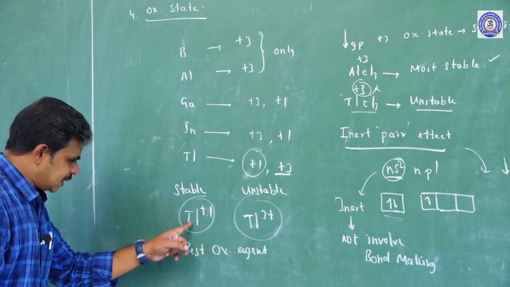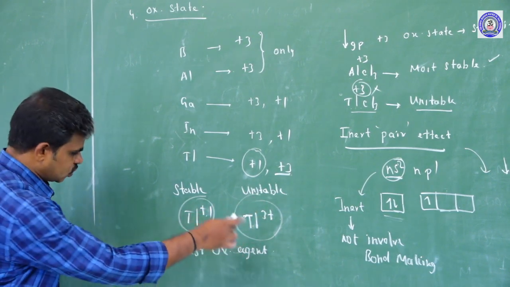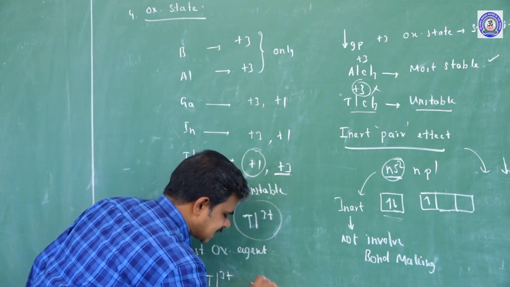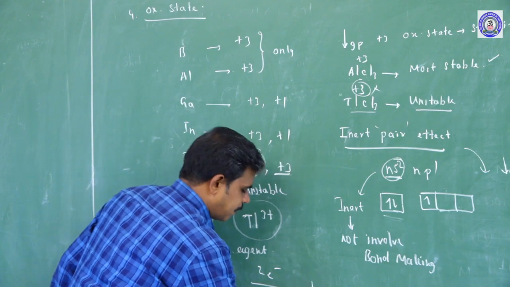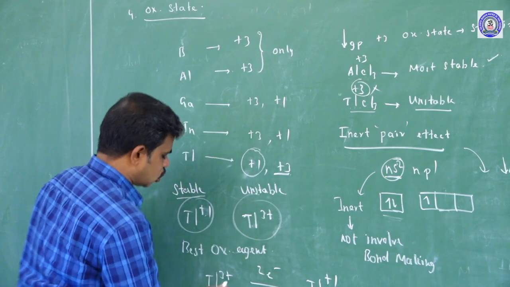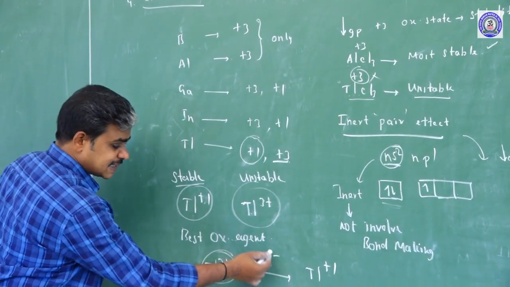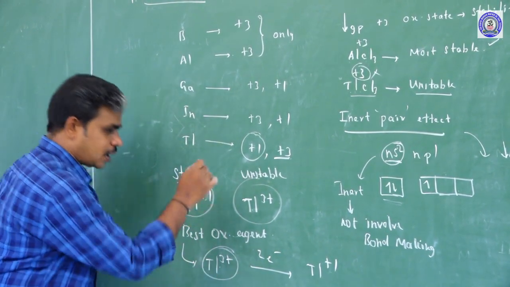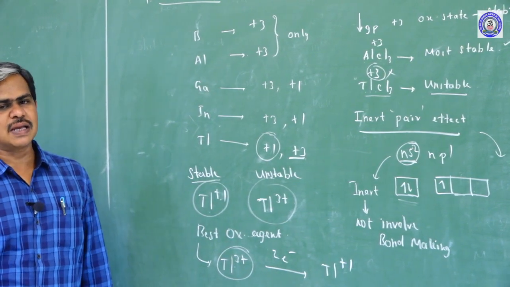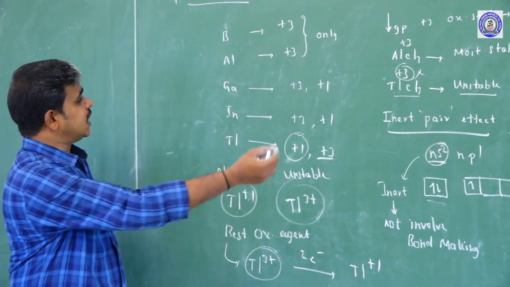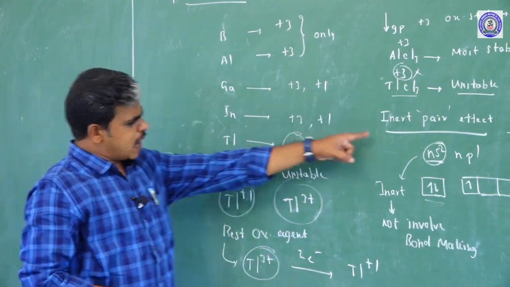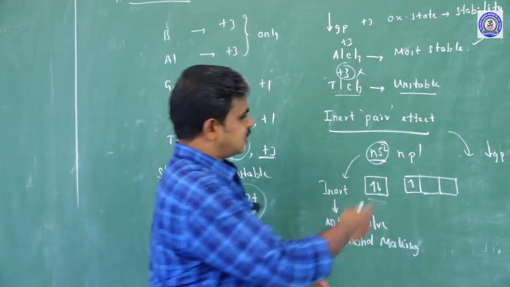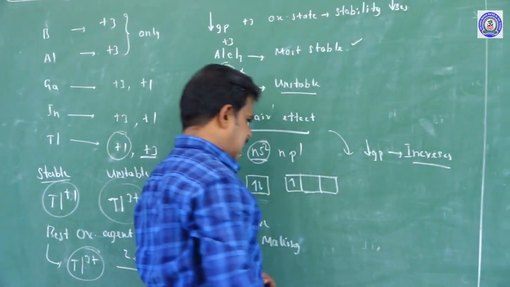So, comparing the +1 and +3 oxidation states of thallium, which one is stable? Tl+. So Tl3+ accepts 2 electrons and becomes Tl+, accepting electrons because of that stability, so it is the best oxidizing agent. So that is oxidation state. And why does the inert pair effect occur? We will take inert pair effect in detail.